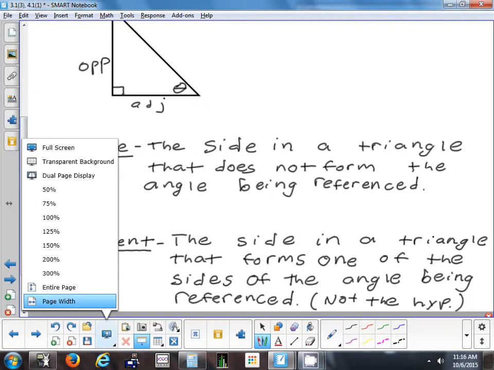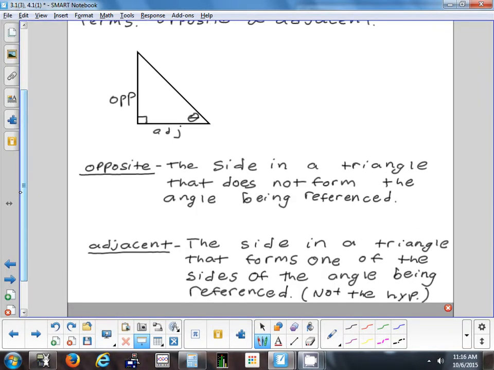All right, now let's say, what if I did this? What if I said, okay, we're going to reference the angle up here now. What would happen to opposite and adjacent? They would switch. If you put the angle at the top, opposite is the side that's farthest away, the side that has nothing to do with the angle. That's opposite. Adjacent is the side that's right next to the angle. That's not the hypotenuse. This is adjacent.